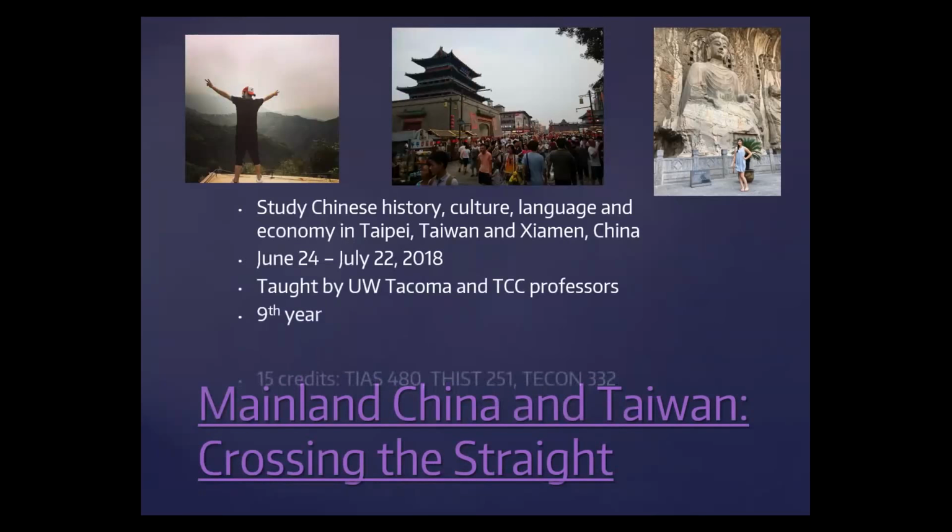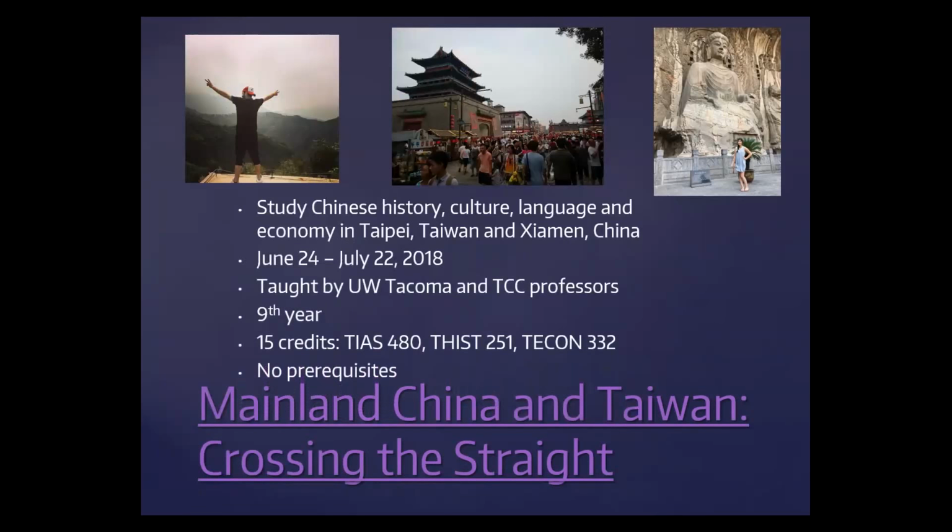Here is one of our 2018 summer programs. This program takes place in Xiamen, China, and Taipei, Taiwan, from June 24th to July 22nd. Students earn 15 credits while studying Chinese history, culture, language, and economy. This is a long-standing program and has been run for many years. And it's unique in that it's taught by both UW-Tacoma and Tacoma Community College professors, and students from both of those institutions are welcome to participate.